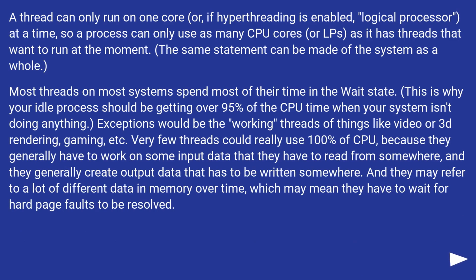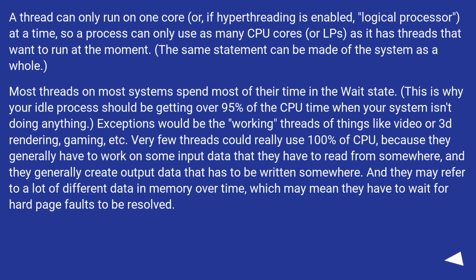A thread can only run on 1 core, or, if hyperthreading is enabled, logical processor, at a time, so a process can only use as many CPU cores, or LPs, as it has threads that want to run at the moment. The same statement can be made of the system as a whole. Most threads on most systems spend most of their time in the wait state. This is why your idle process should be getting over 95% of the CPU time when your system isn't doing anything. Exceptions would be the working threads of things like video or 3D rendering, gaming, etc.